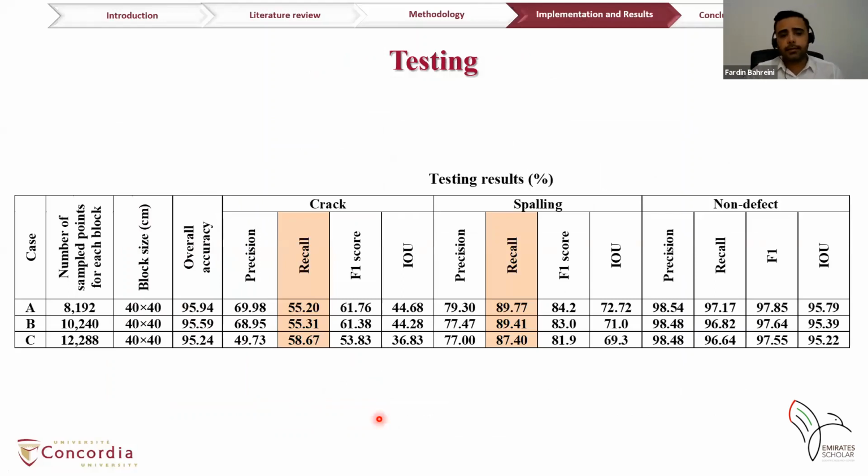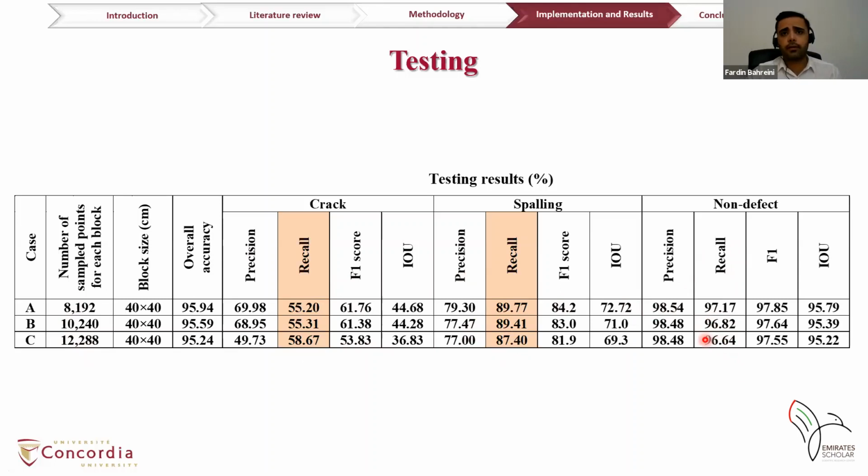Let's take a look at the testing. 3 cases were defined based on different numbers of points, from 8,000 to 12,000 per block, and a block size of 40 centimeters. A confusion matrix is used to describe the model performance. The best results show the detection recall for crack and spalling are around 55% and 89% respectively. Increasing the number of points from 8,000 to 12,000 improved crack detection recall from 55 to 58. However, this increase resulted in decreasing the spalling recall from 89 to 87 and non-defect recall from 97 to 96.